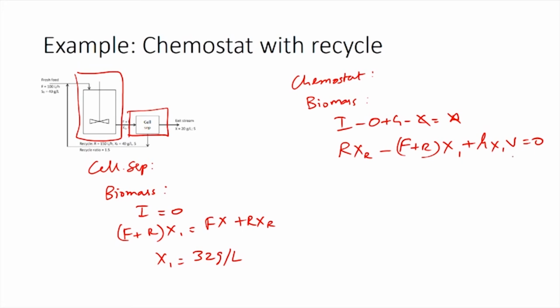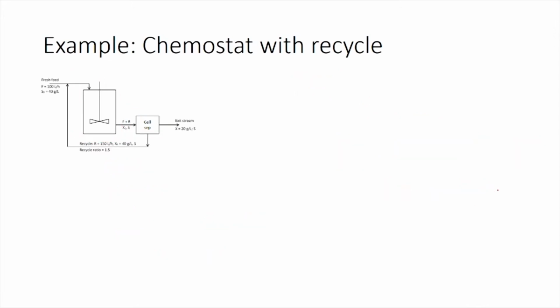Now that we have this equation, we already know the values for R, xr, F and x1. So, we can calculate the value for mu V. From this equation we get mu V equals 62.5 liters per hour. Now we have written the balances for biomass. The next step is to write the substrate balance.